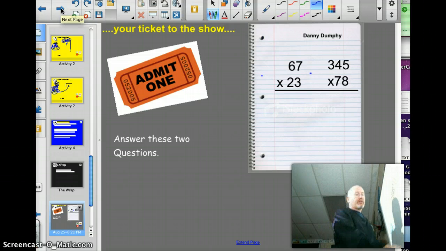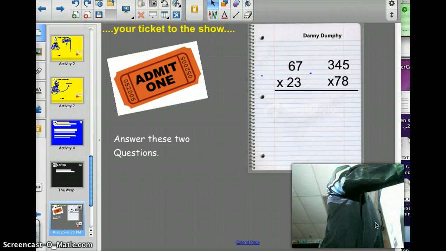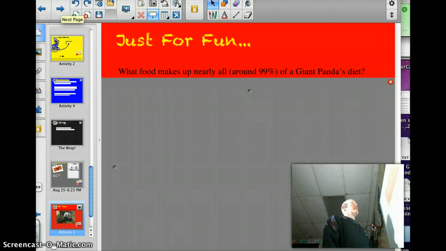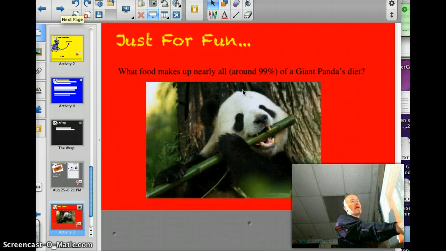Okay, let's go to the ticket to the show. I'm sorry, the just for fun question. What food makes up nearly all or nearly 99% of a giant panda's diet? That is bamboo, of course.